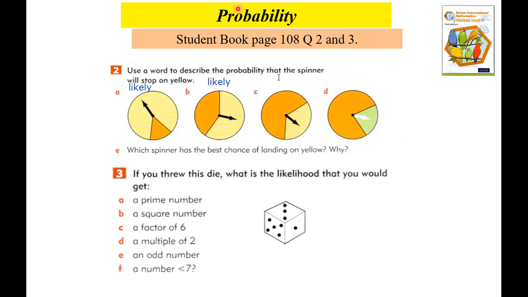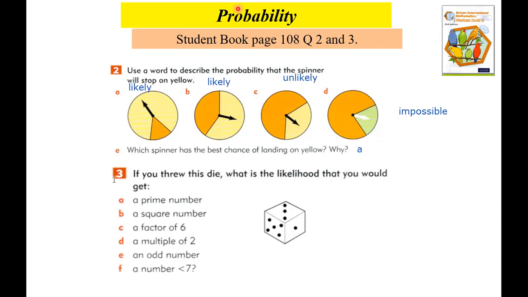And then the yellow here, unlikely. And we don't have yellow here, so impossible. We can say here also very likely, and this is likely. Okay. Now, which spinner has the best chance of landing on yellow? We have letter A. Okay, it is letter A.